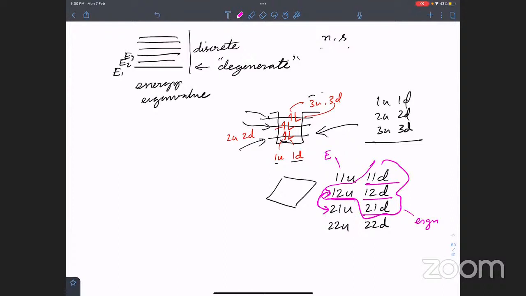Sir, one more thing. In this last one, you say 1 1 and 1 2 and 2 1 may have the same energy level. But how can I visualize this thing?